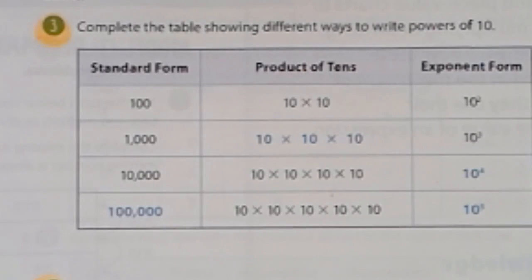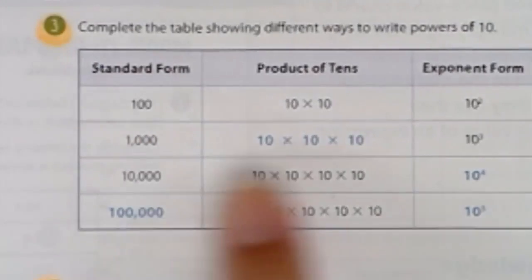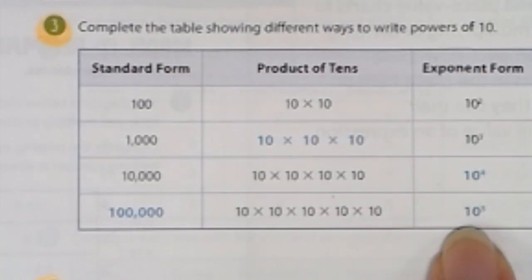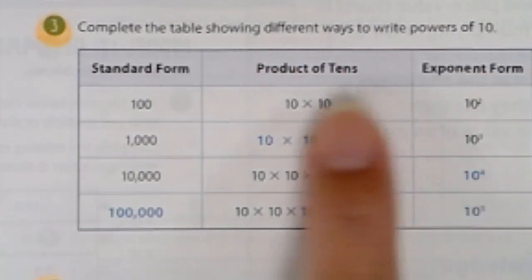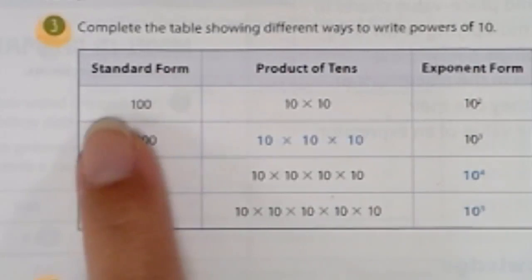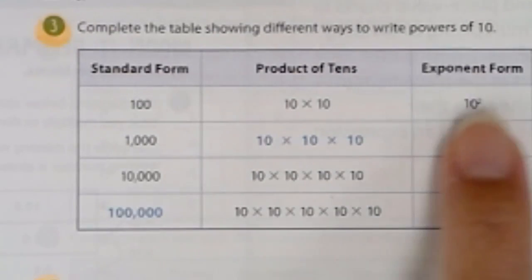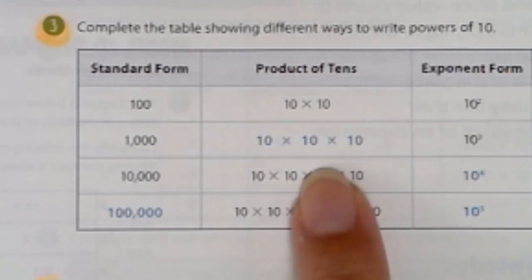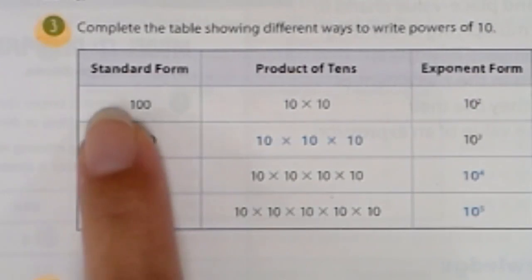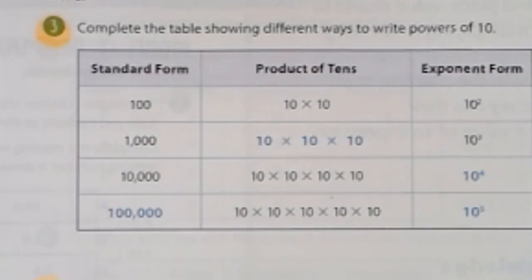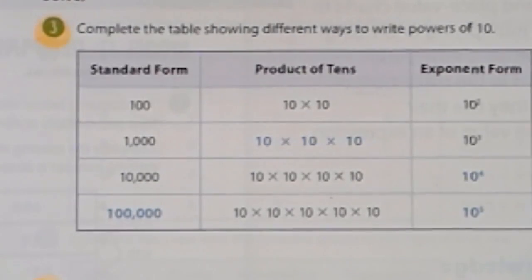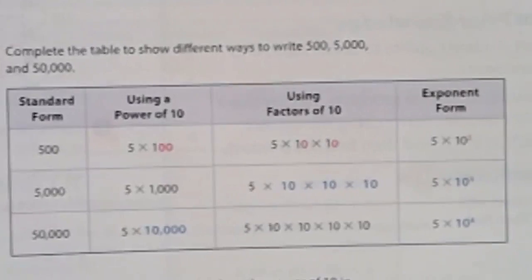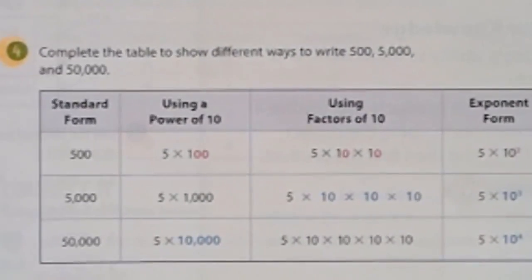Page 136, number 3 is our next one. You just had to take the standard form and write it as a product of tens and write it in exponential form. Should have been very simple for you. The number of exponents matches how many tens you're multiplying, and it matches how many zeros here. So we had 10 to the second, 10 to the third, 10 to the fourth, and 10 to the fifth. 2 tens, 3 tens, 4 tens, and 5 tens, and we had 2 zeros, 3 zeros, 4 zeros, 5 zeros. The next one on that page is another chart where you're showing different ways to write 500, 5,000, and 50,000.